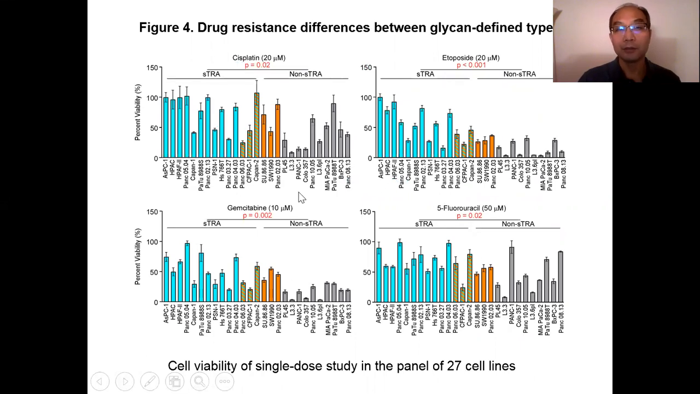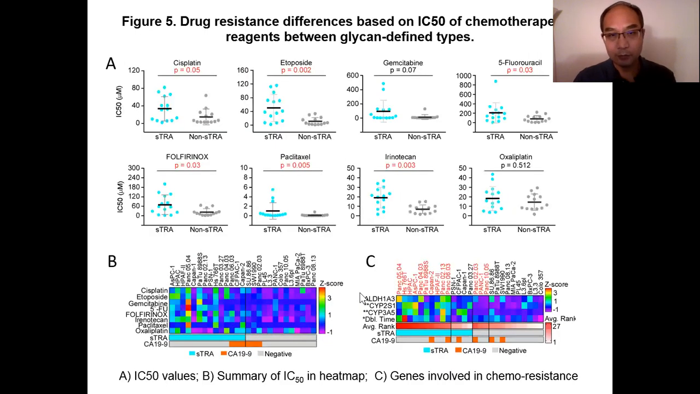We test the drugs cisplatin, etoposide, gemcitabine, and fluorouracil. This shows that STRA cell lines survive better with the drug present in the cell culture. And then we further carefully calculate the IC50 value in STRA versus non-STRA cell lines.